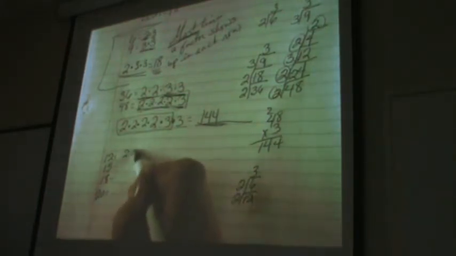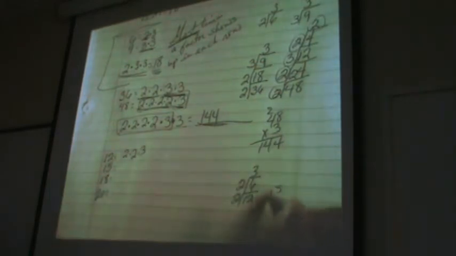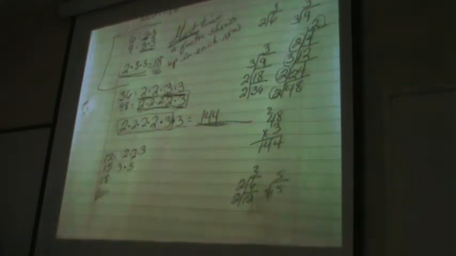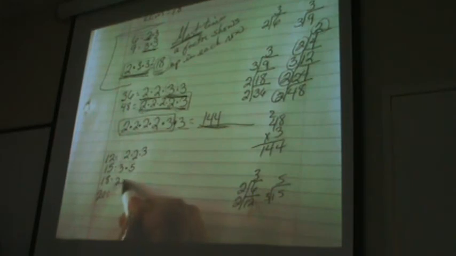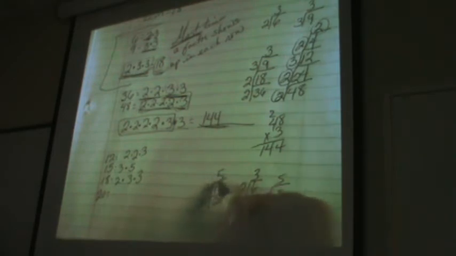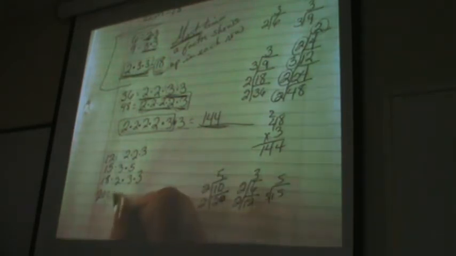12 divided by 2 is 6. 6 divided by 2 is 3. 12 is 2 times 2 times 3. 15 divided by 3 is 5. We've got 3 times 5. 18, we said 18 is 2 times 3 times 3. And 20 divided by 2 is 10. 10 divided by 2 is 5. So the prime factorization of 20 is 2, 2, 5.